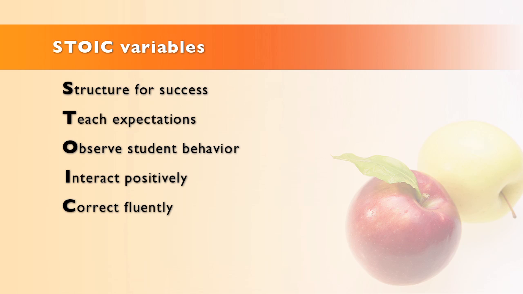If my interactions are skewed to the negative, I'm inadvertently communicating, if you work hard and follow the rules, there's a great chance that I will not notice that you're here today. But if you annoy me, I will be right there for you every 3.5 minutes. What the adults pay the most attention to is what we will get more of in the future. However, this does not mean that we should ignore most misbehavior, which brings me to the C of STOIC, which is to correct misbehavior fluently.